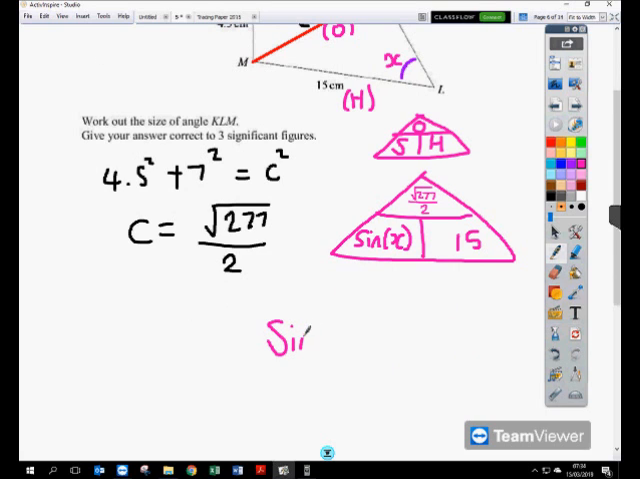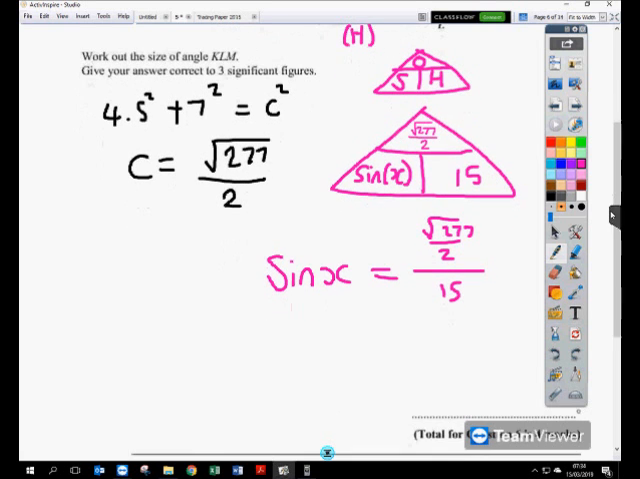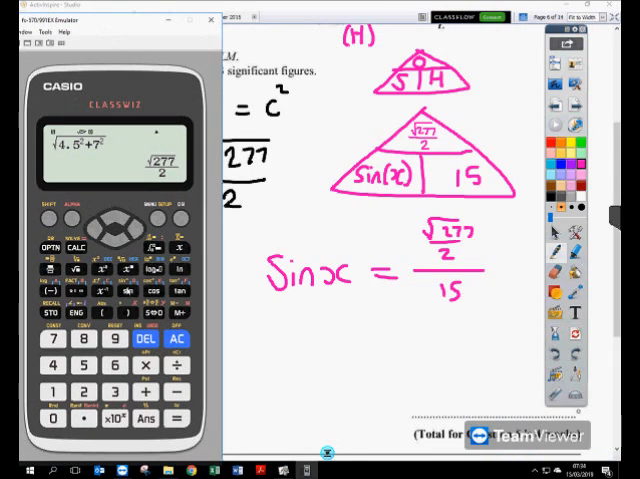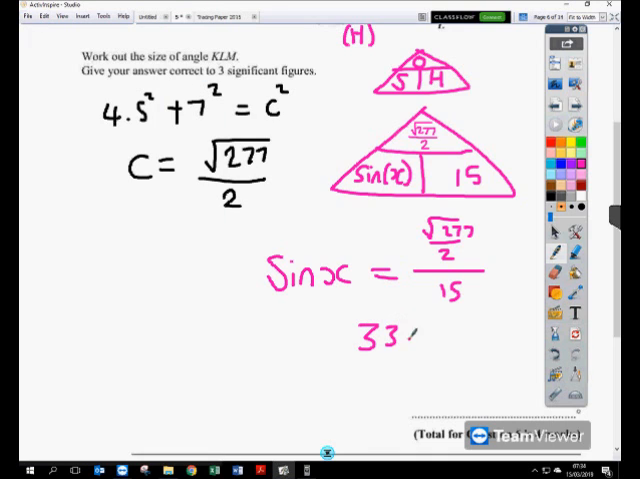So the first thing that we should do is we cover the sine X, and it's equal to opposite over hypotenuse. So it's root 277 over 2 over 15, and then if this is equal to sine X, then X is equal to inverse sine of that. So it's shift sine fraction. The root 277 over 2 is still my answer, and that's over 15. Scroll to the right, close the brackets, and you end up with this answer, 33.695. Let's copy this down and then round to 3 significant figures. That's 3 from the beginning, as long as there aren't any leading zeros. So 33.7.